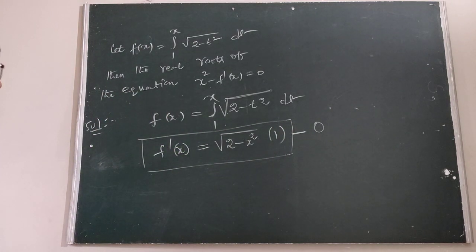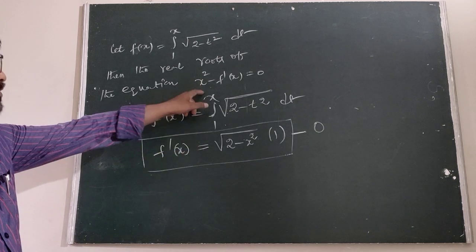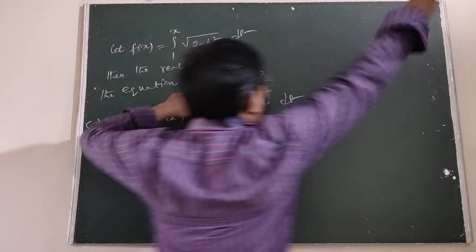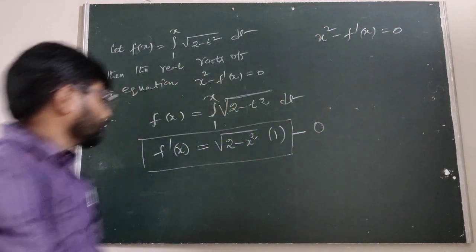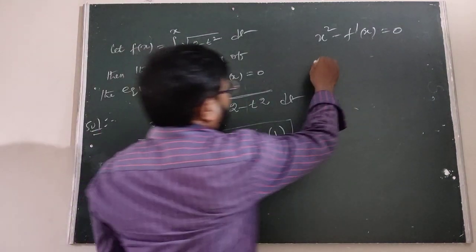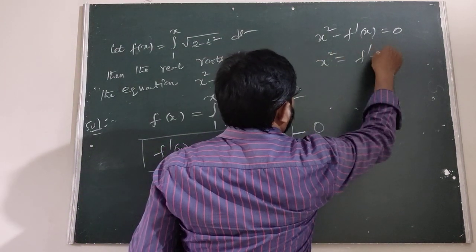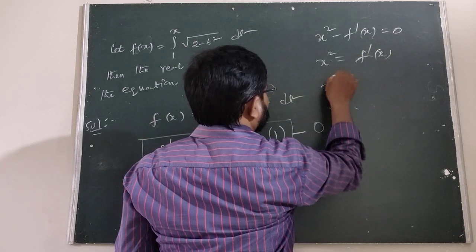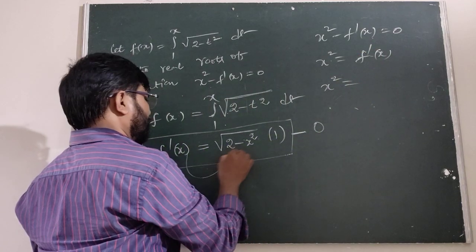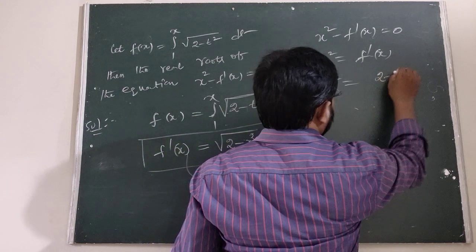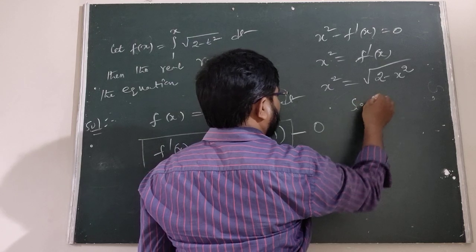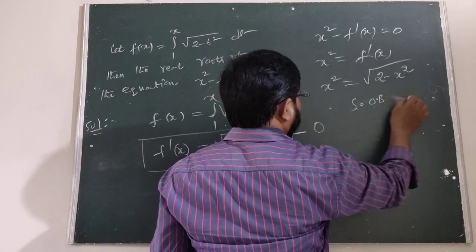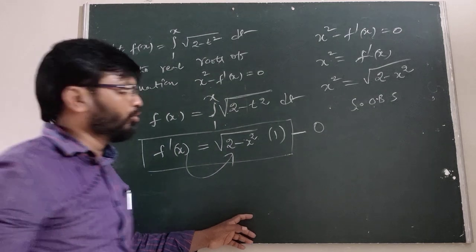Now we have to find the real roots of x square equal to f dash of x. Therefore, x square equal to f dash of x is this one, 2 minus x square. Now we square on both sides.